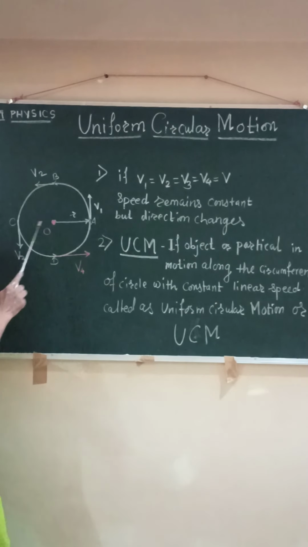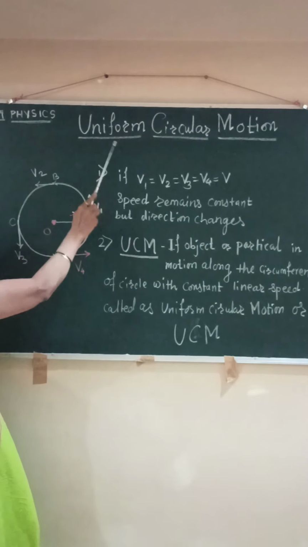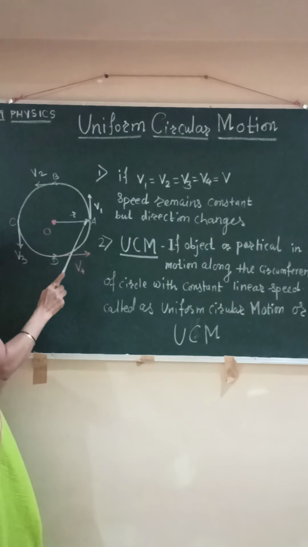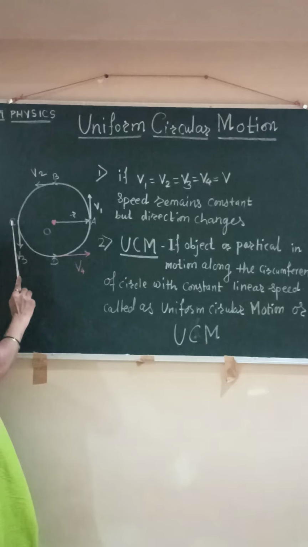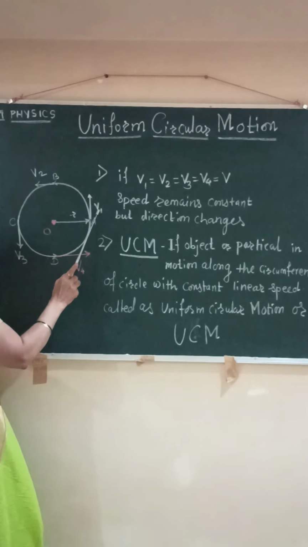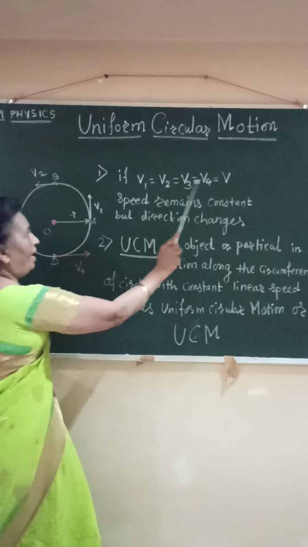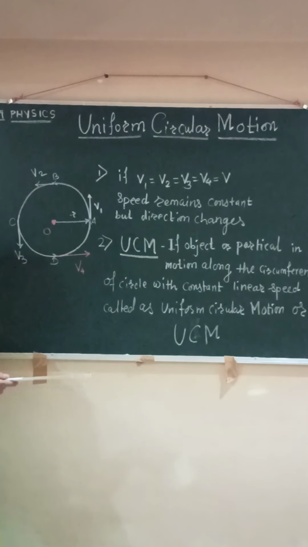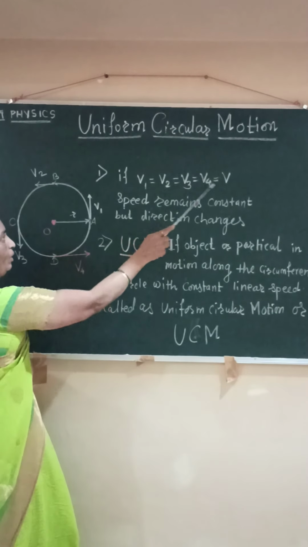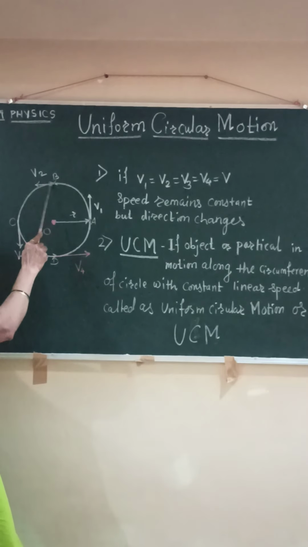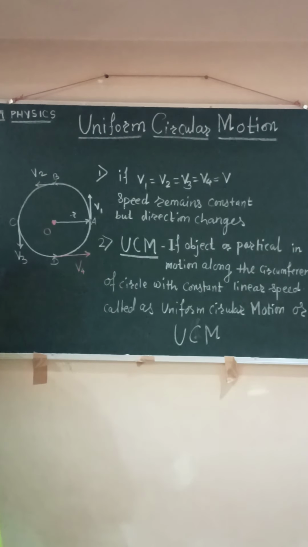So we can say, in order to study uniform circular motion, the first point is that at all these points A, B, C and D, the velocities v1, v2, v3 and v4 are the same. Velocity means their magnitude is the same. We have taken here the magnitude of the velocities. It remains the same, but the direction goes on changing at each instant.